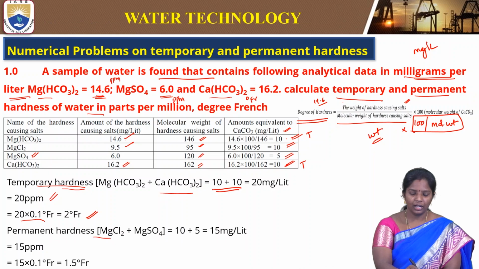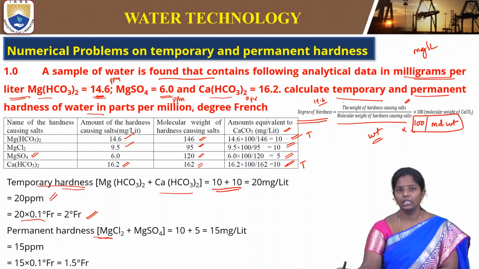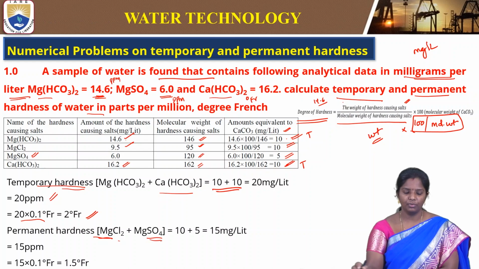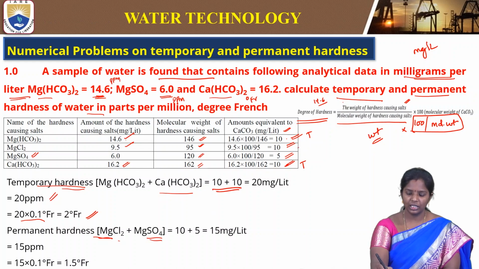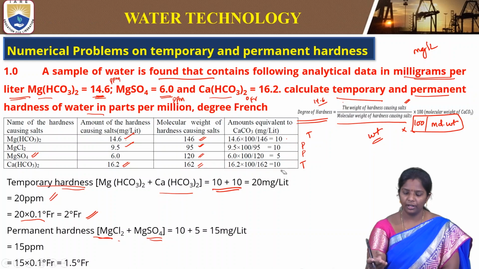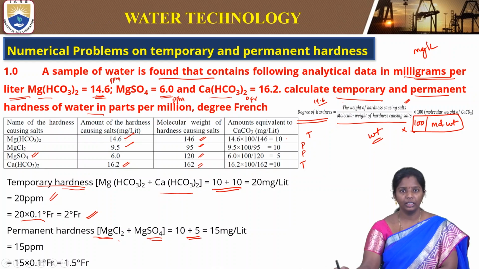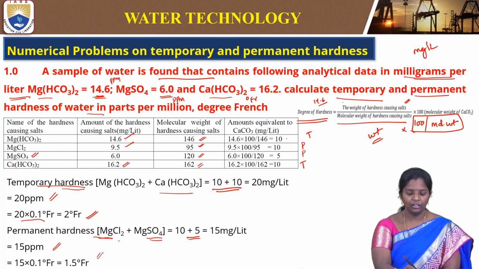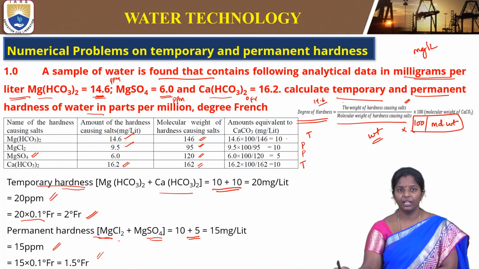For permanent hardness, what are the salts that cause permanent hardness? Chlorides and sulfates that are present in the water. So what are the chlorides and sulfates present? Magnesium chloride and magnesium sulfate. Magnesium chloride is 10, and magnesium sulfate is 5. So 10 plus 5, 15 milligram per liter or 15 ppm. Again, for converting into degree French, it is 15 into 0.1 degree French, giving rise to 1.5 degree French.